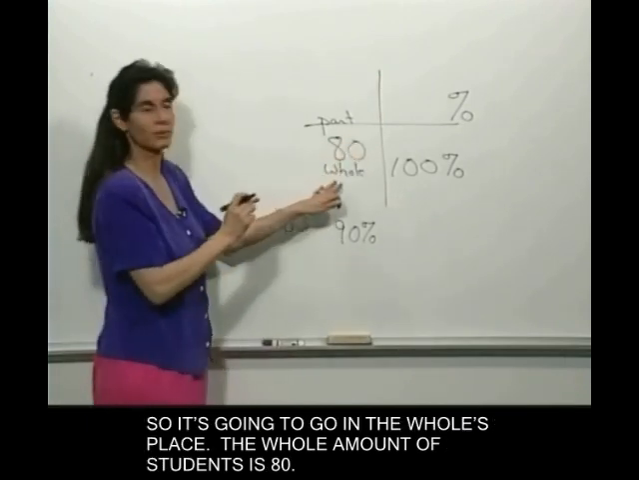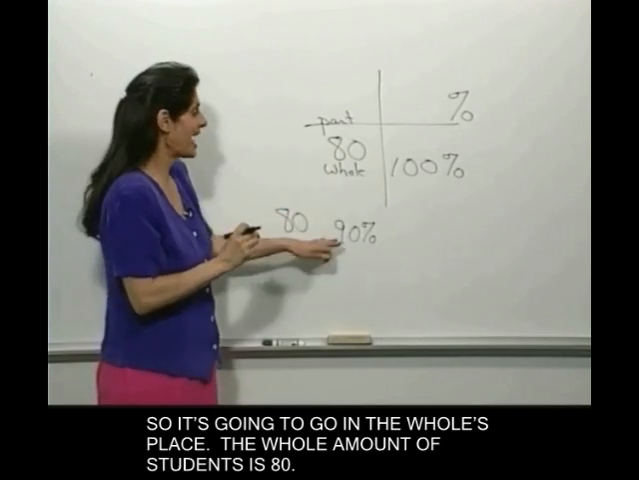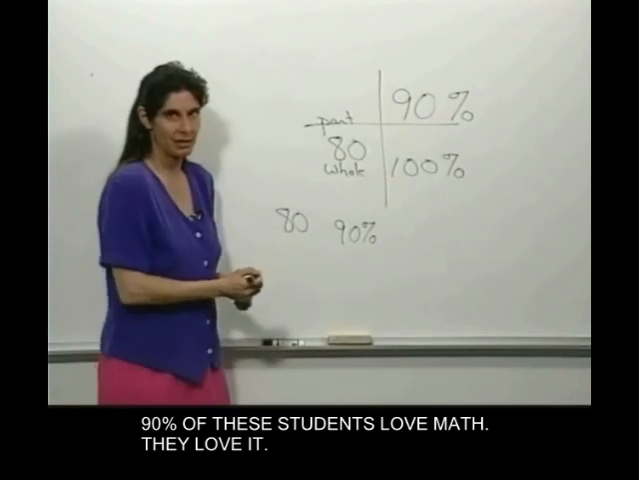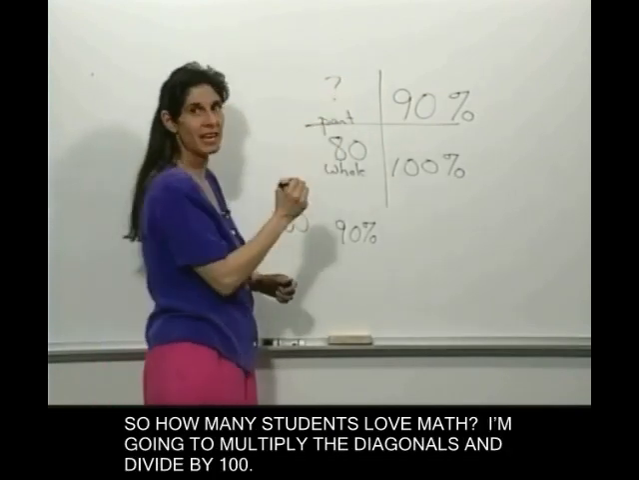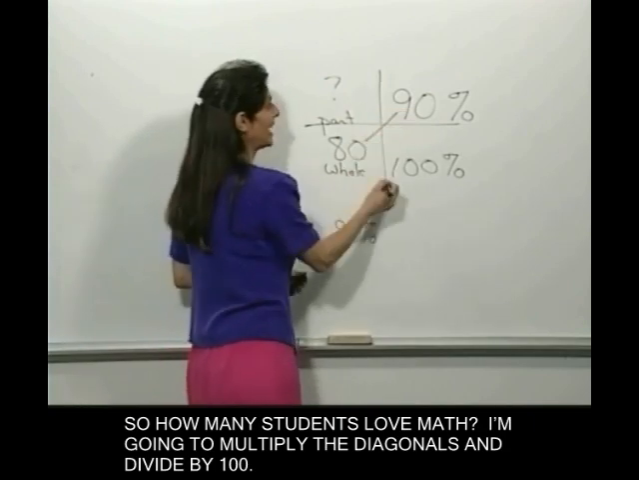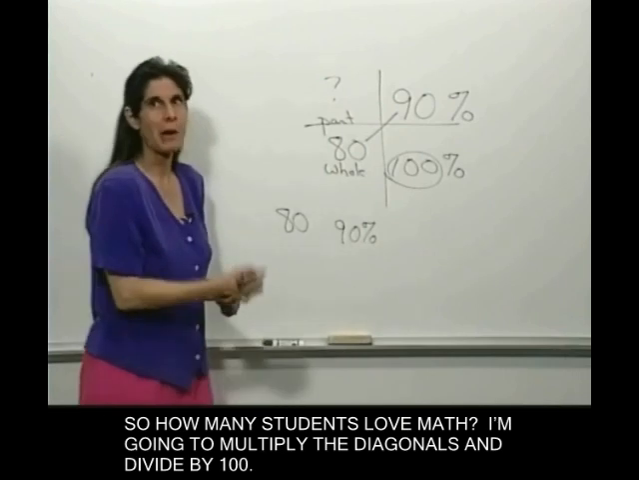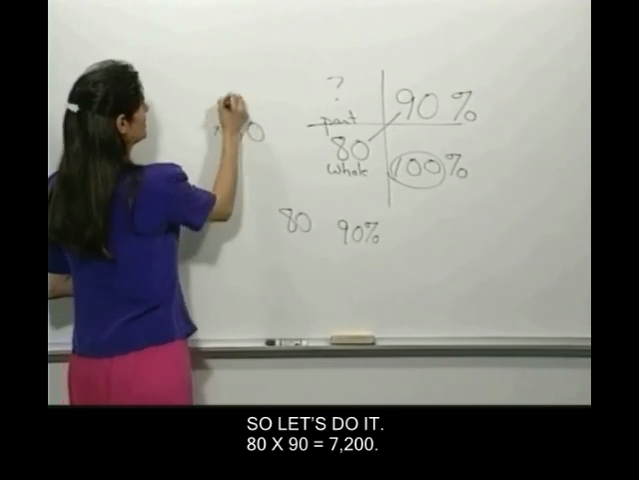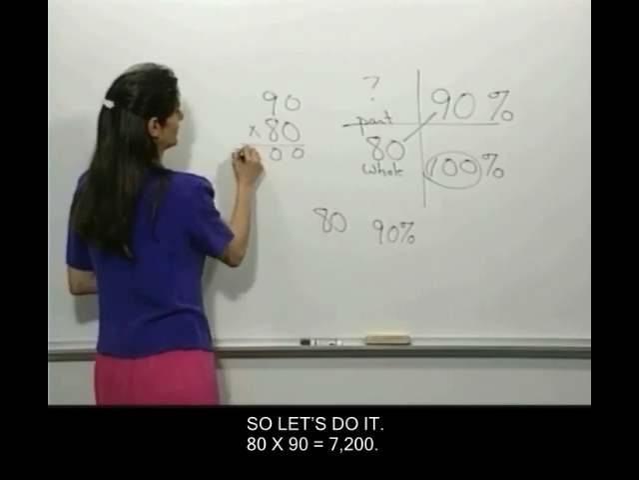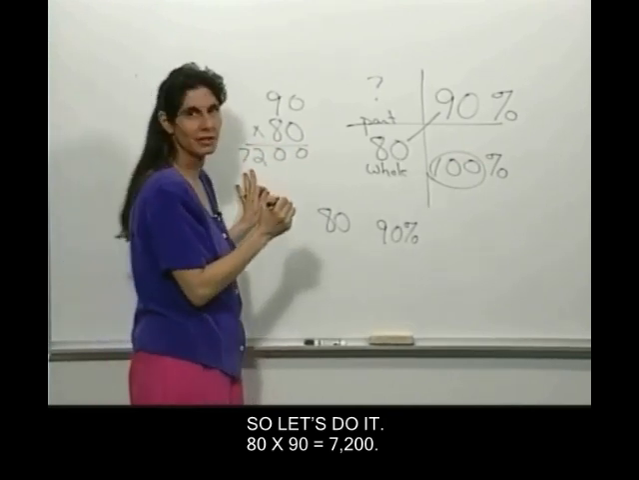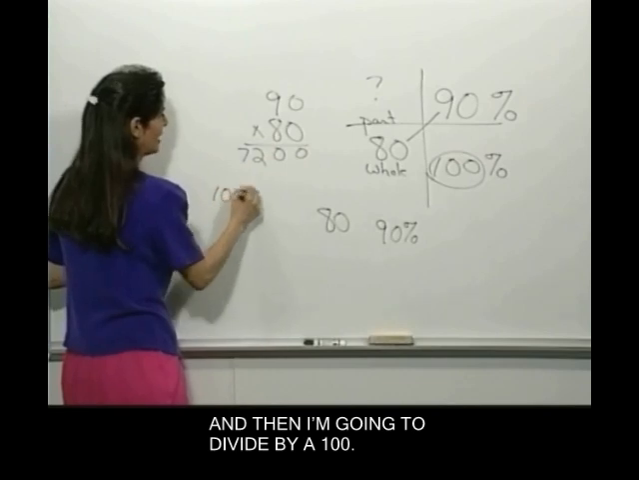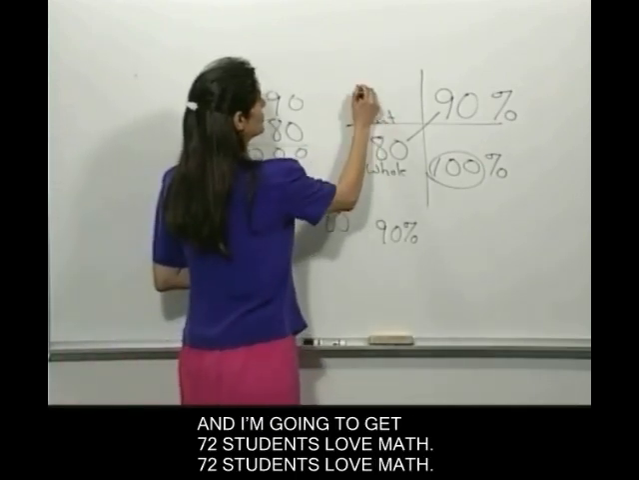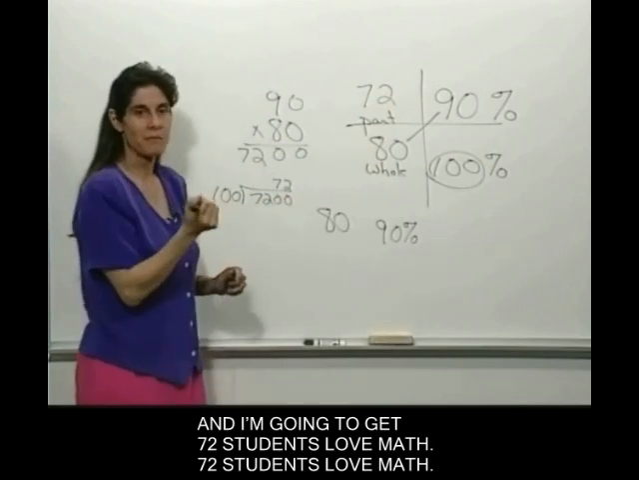So it's going to go in the whole's place. Whole amount of students is 80. 90% of these students love math. They love it. So how many students love math? I'm going to multiply the diagonals and divide by 100. So let's do it. 80 times 90 is 7,200. And then I'm going to divide by 100. And I'm going to get 72 students love math.